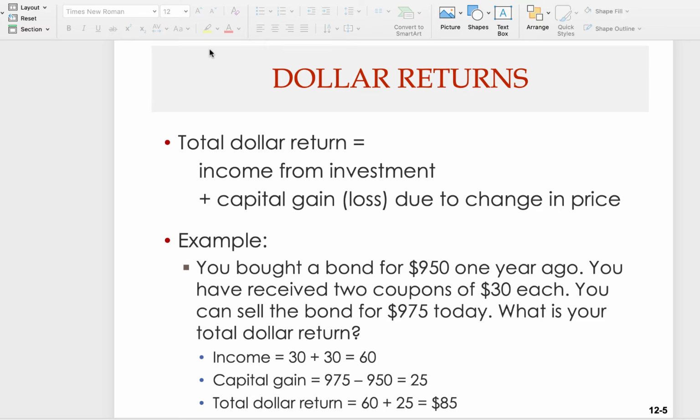So how do we calculate total dollar return? Well, it's easy. The income component plus the price change. So let's look at an example.